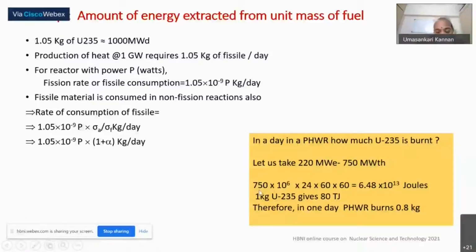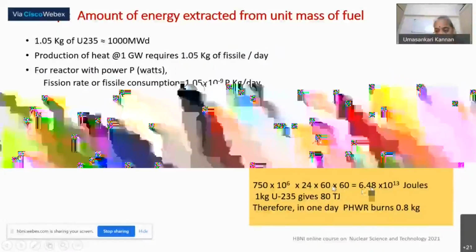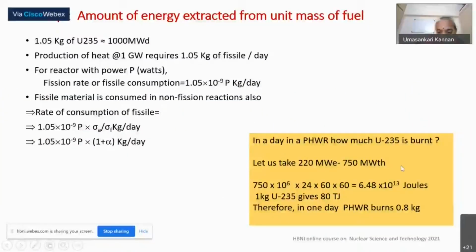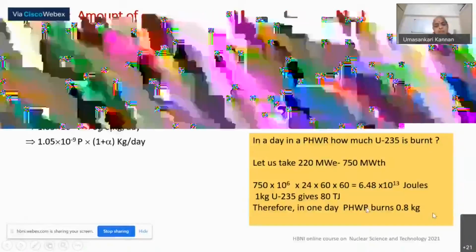So you work out the mathematics from the energy point of view. You get 750 into 10 to the power of 6 multiplied by 24 hours in a day, and 60 minutes and 60 seconds. So totally in a day, you will produce 6.48 into 10 to the power of 13 joules if a reactor is having this kind of power. Therefore, 1 kg of uranium-235 gives you 80 terajoules. So therefore, in one day, a PHWR will burn about 800 grams of uranium-235. This is simple mathematics. You can work it out from first principles also.